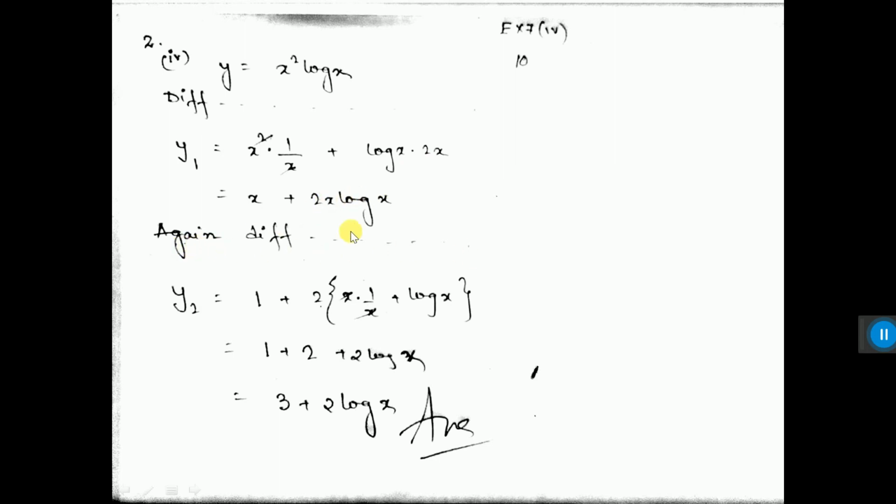Again differentiating both sides, here will be the second differentiation y2. d/dx of x is 1 and 2 is constant. Here u into v differentiation. So u d/dx of v means x d/dx of log x is 1 by x, plus log x into d/dx of x is 1, that I have not written here. So x cancels, you multiply 2 inside, 2 into 1, that is 2, 2 plus log x is 2 log x. So 2 plus 1 is 3, plus this, the answer is 3 plus 2 log x.